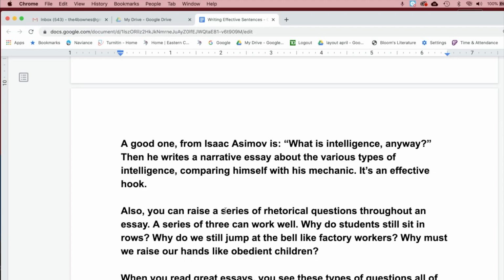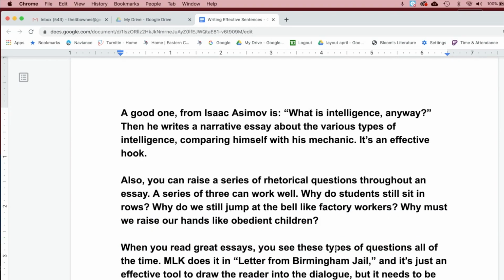Also, you can raise a series of rhetorical questions throughout an essay. A series of three can work well, although you can go more. "Why do students sit in rows? Why do we still jump at the bell like factory workers? Why must we raise our hands like obedient children?" This could be an effective opening to an essay comparing children to factory workers, students from the 19th century, and why schools haven't changed.